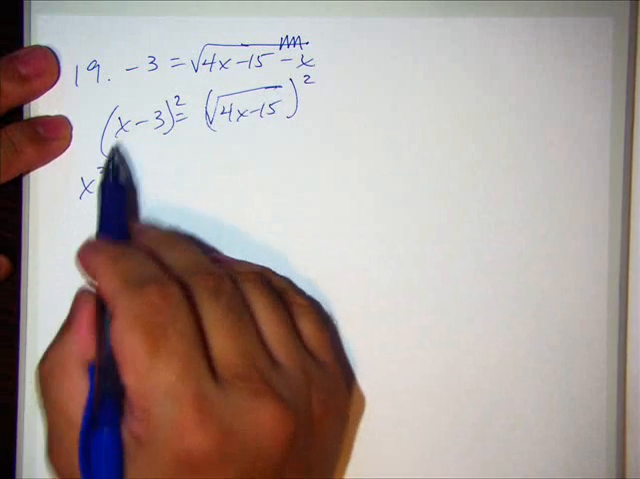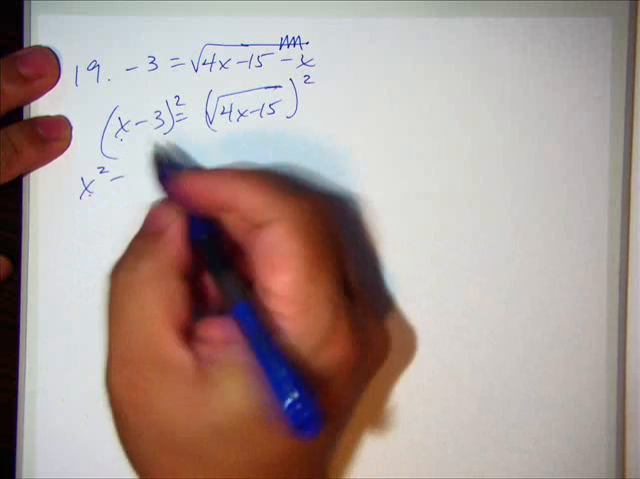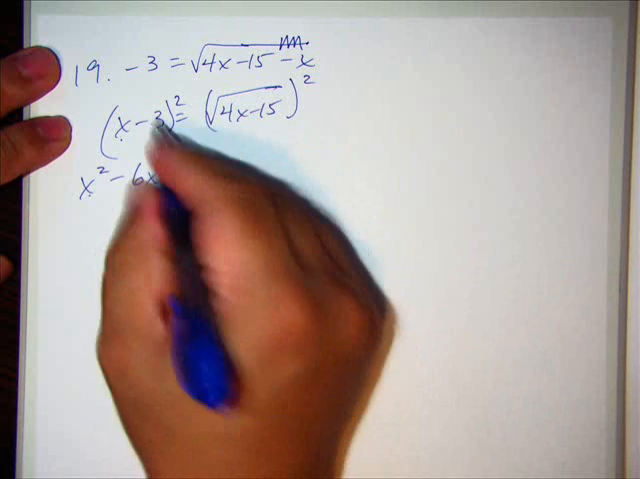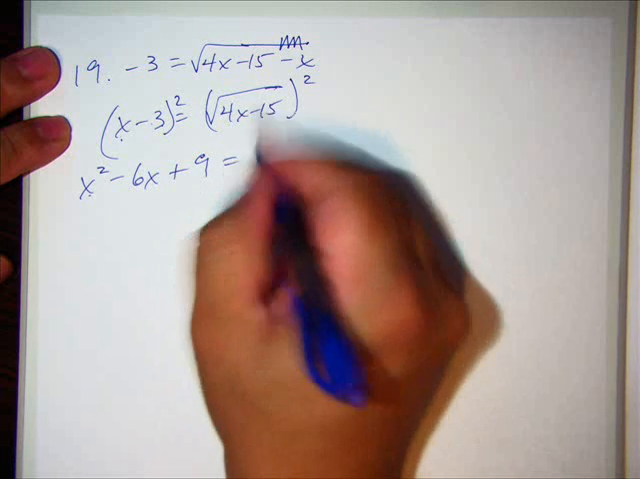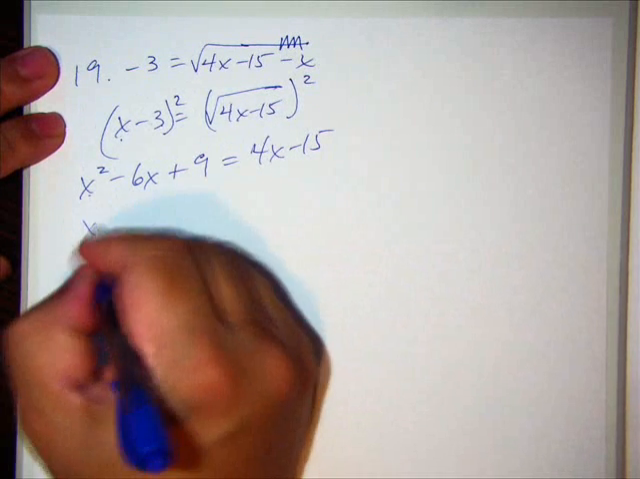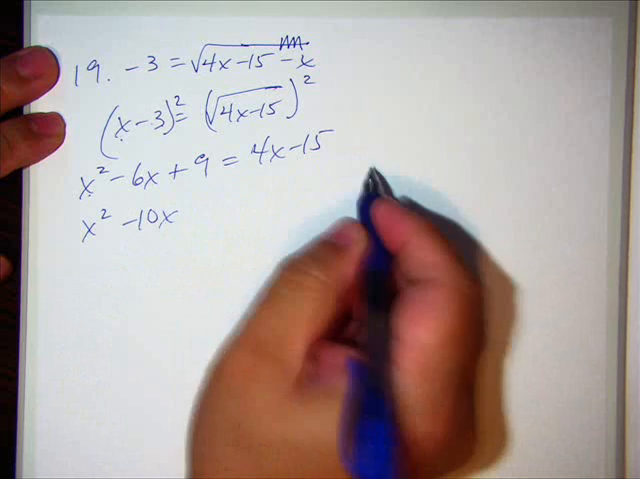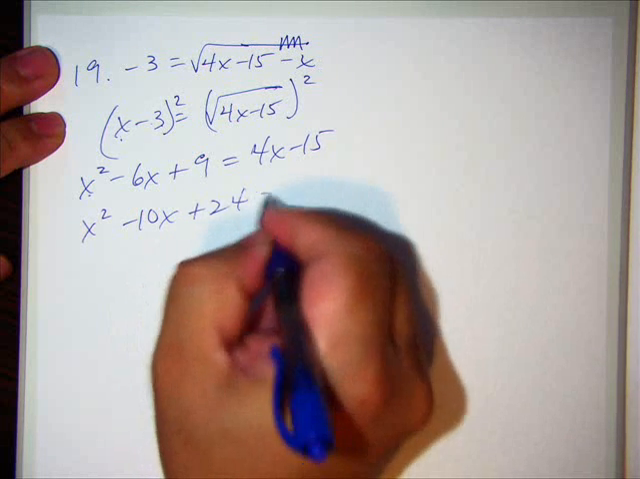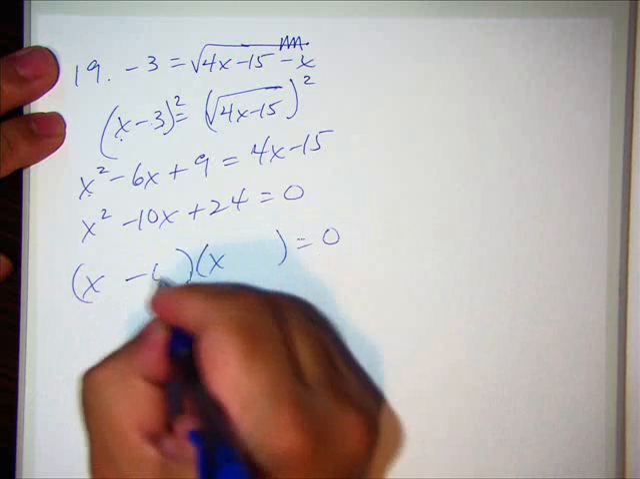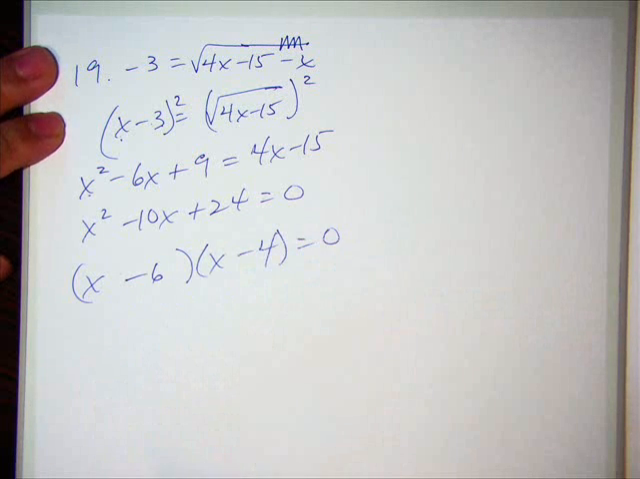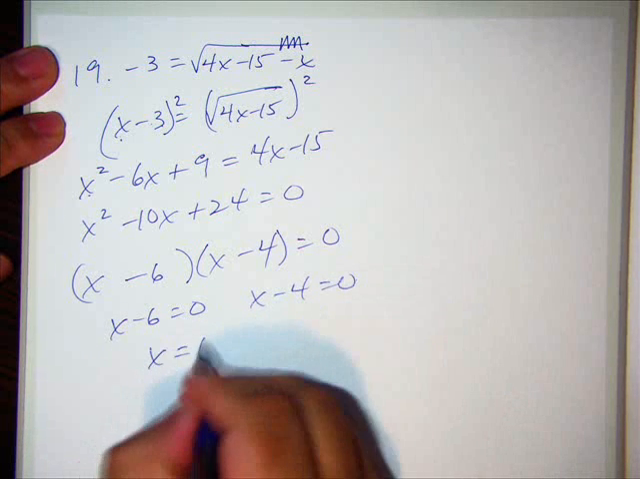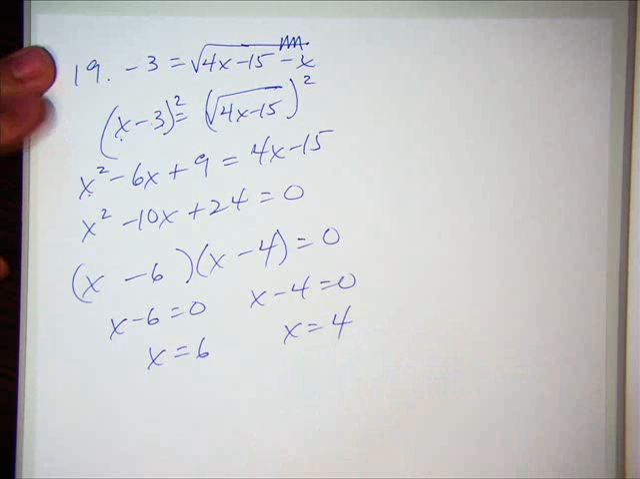Remember, when we square this binomial, you're going to get a trinomial. I'm going to do it my shortcut way. Square the first term, bring down the sign, 2 times 3 times x is 6x, plus square the second term, 9. That equals 4x minus 15. Move everything to the left: x squared minus 10x plus 24 equals 0. What are the factors of positive 24 that combine to make negative 10? Negative 6 and negative 4. So x minus 6 equals 0 and x minus 4 equals 0. X is 6 and x equals 4.